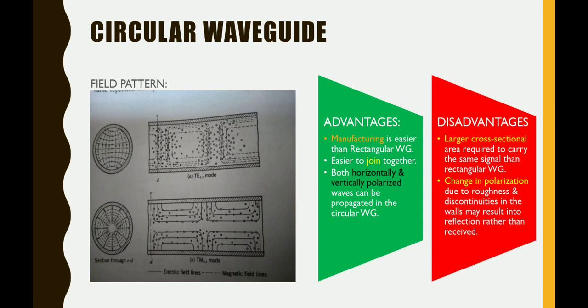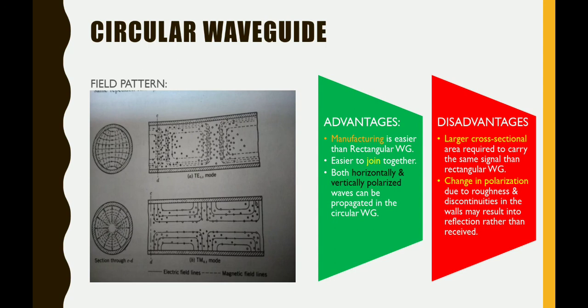Then the advantages, what are the major advantages of the circular waveguide? It is easier to manufacture the circular waveguide compared to the rectangular waveguide, and even joining the circular waveguide sections is easier, and it is advantageous to use the circular waveguide when we have to transmit, as both horizontally and vertically polarized waves can be propagated in the circular waveguide.